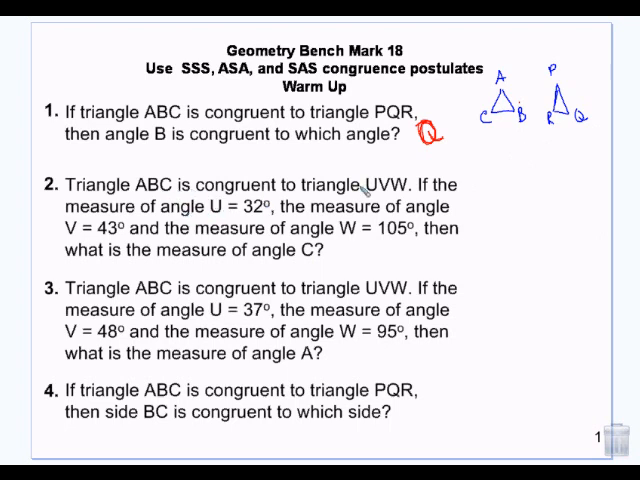If we have two triangles that are congruent, angle U is 32, so I'm just going to write little numbers over top. V is 43, and W is 105. What's C? Well, C and W correspond to each other, so C is going to be 105. Does that make sense? If you go to the next one, ABC is congruent to UVW, so we want to know what is A. A is going to be the same as U, so A is going to be 37.